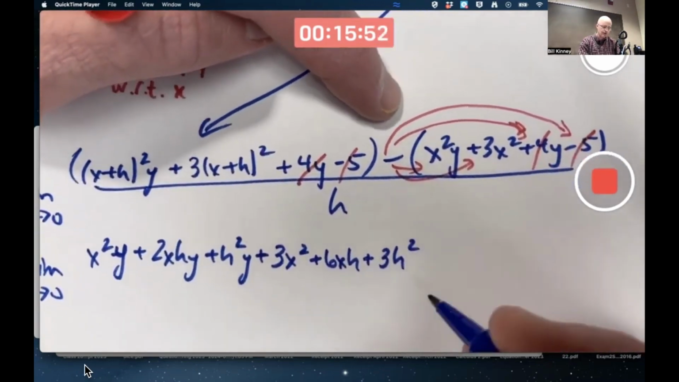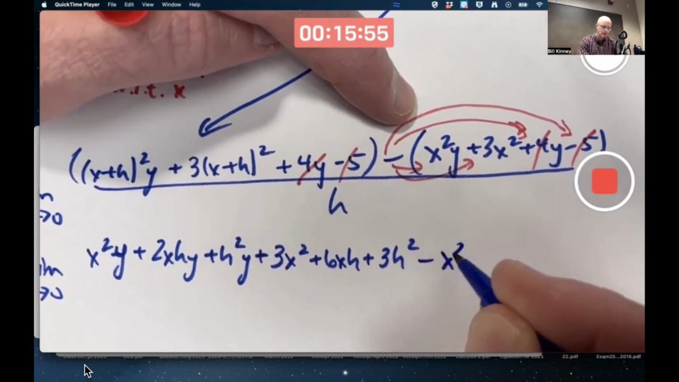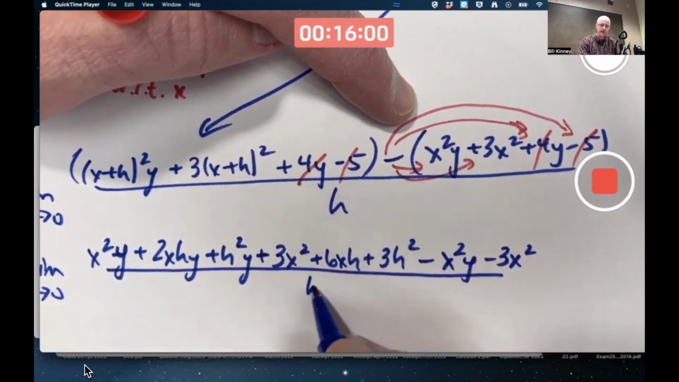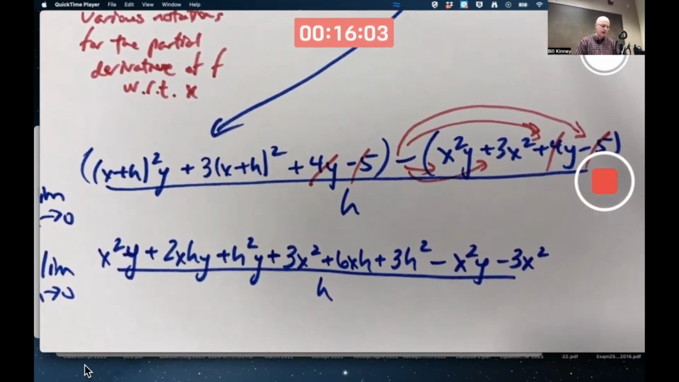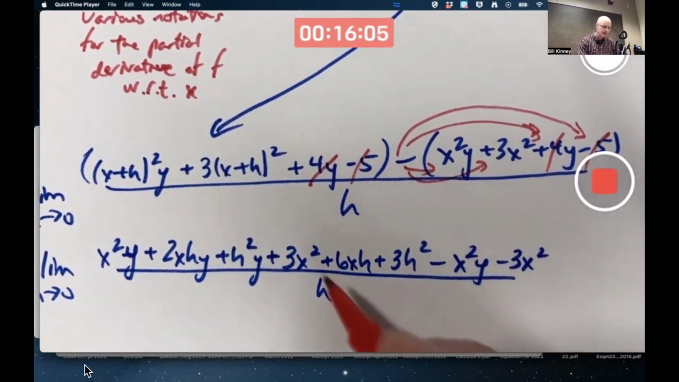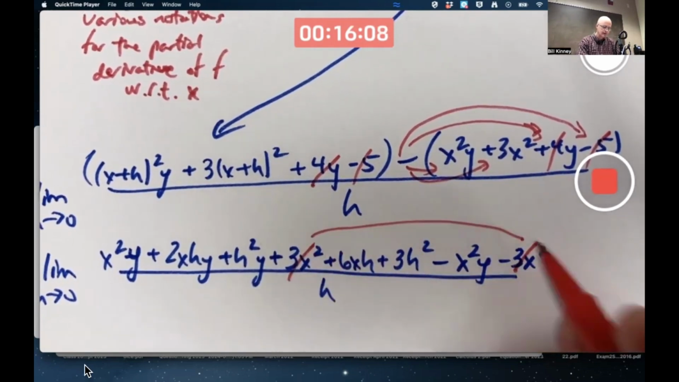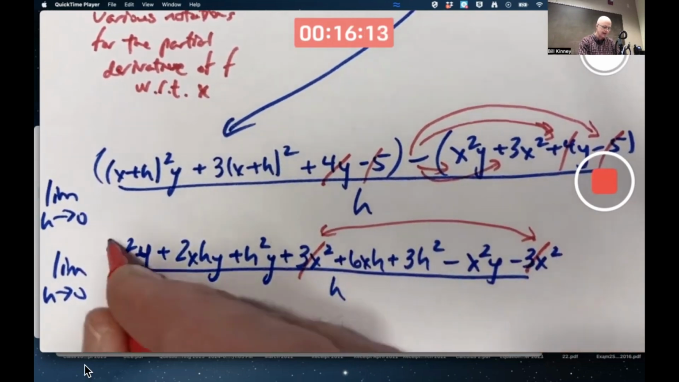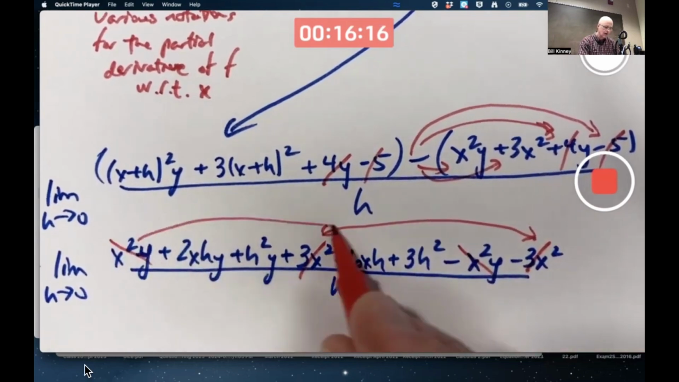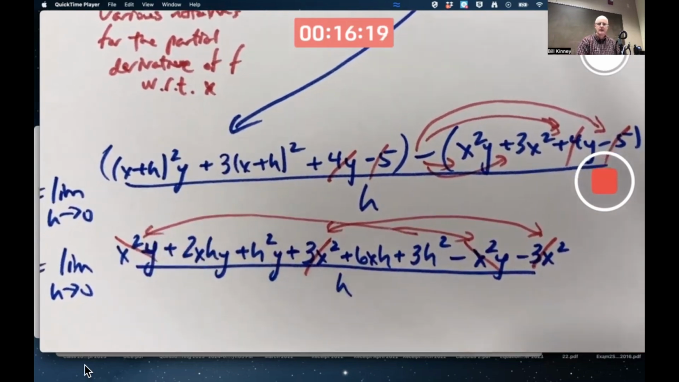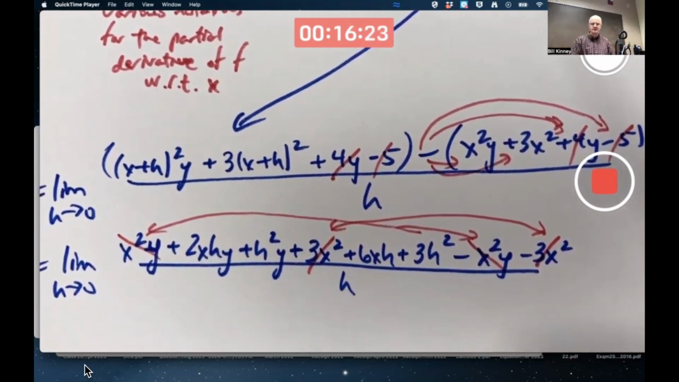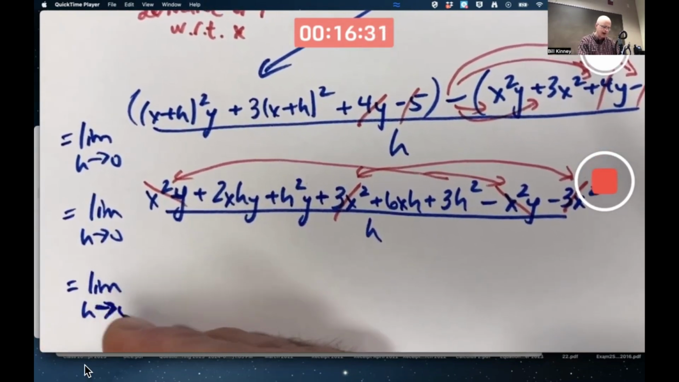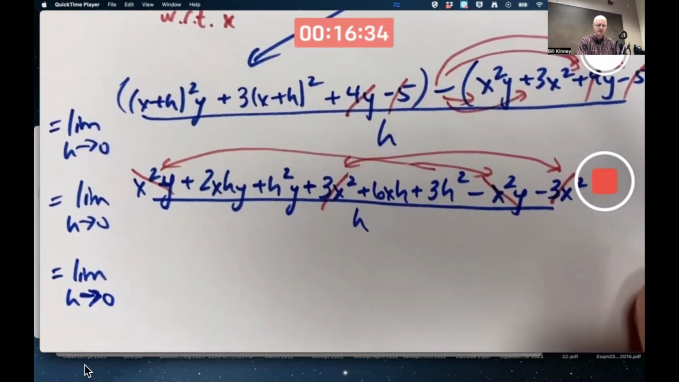Distribute the minus sign through on the terms I haven't canceled yet, a minus x squared y and a minus 3x squared, all divided by h. We're hoping everything that doesn't involve an h cancels. The 3x squareds cancel. And the x squared times y's cancel. Nothing else cancels. And everything else does have at least one factor of h that can be factored out.